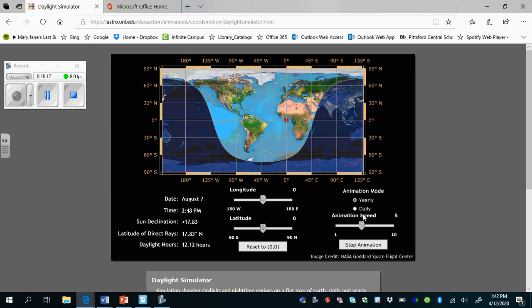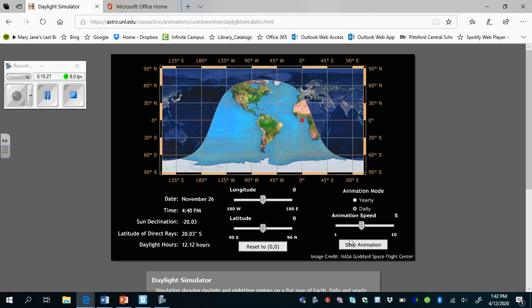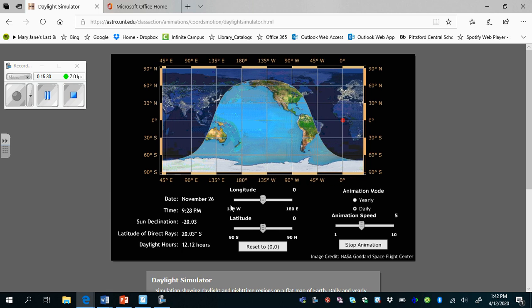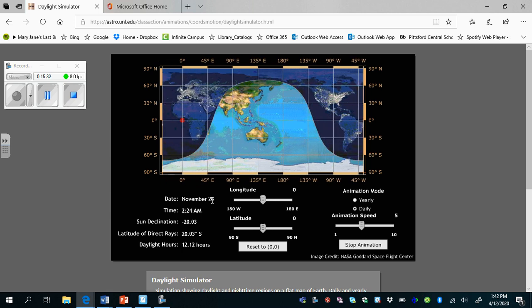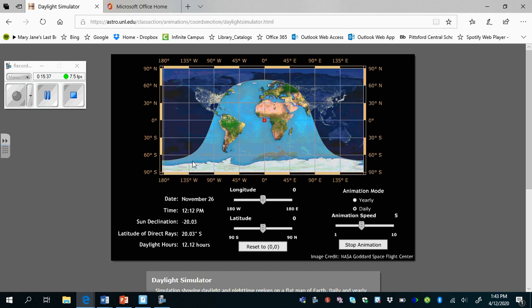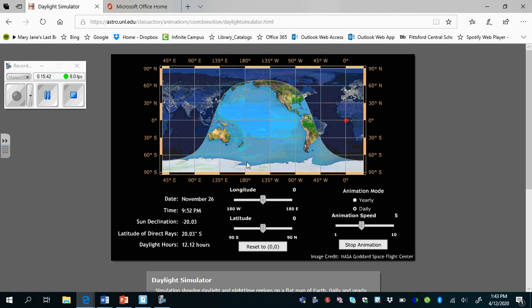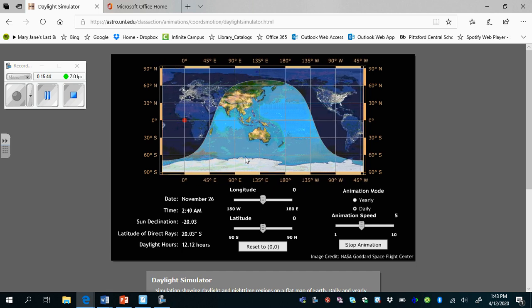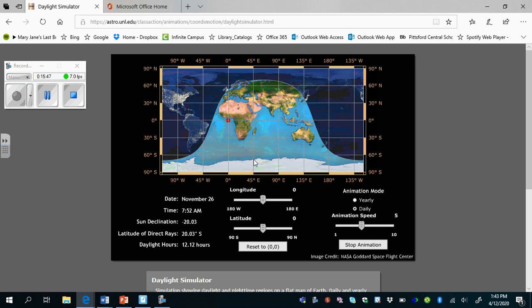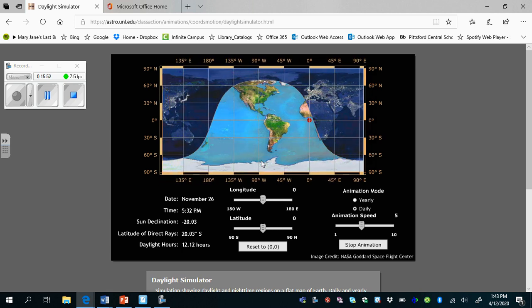So let's switch it up. Let's go to winter. And then I'll click the daily motion and hit start animation. And now this is getting close to December, getting close to wintertime. The date's November 26th. But as we approach winter here, we can see the southern hemisphere is tilted towards the sun, where it's experiencing just about 24 hours of daylight. So it's not rotating in and out of darkness. Rather, because of its tilt, it's 100% daylight.